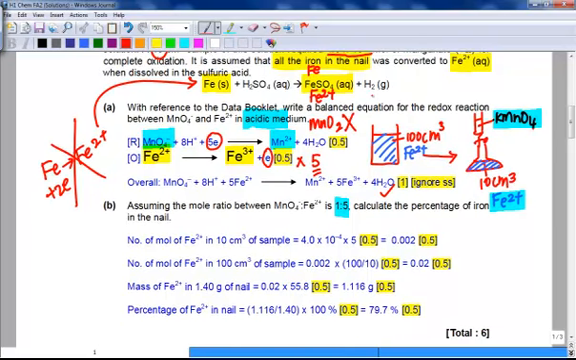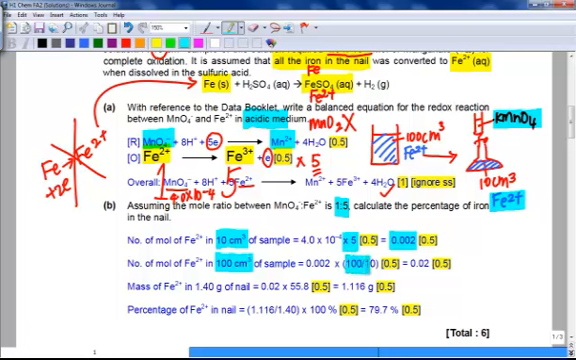So in this case, you look at the equation that you have constructed. Over here, it is 1 mole of KMnO4 to 5 moles of Fe2+. So if you have used 4.0 times 10 to the power of -4 moles, for Fe2+ you just need to times 5. So you will get 0.002. Not forgetting, this is only in 10 cm³ of the sample. If you want in 100 cm³, which is the original sample, you need to times 10, which is 100 over 10.